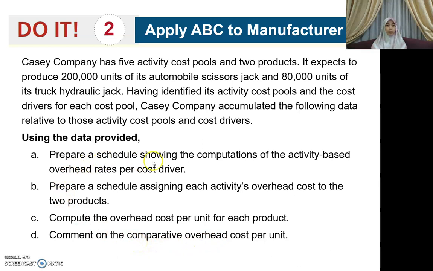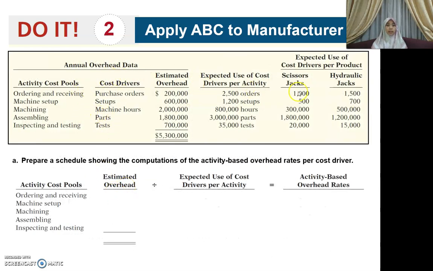First, we need to prepare a schedule showing the computation of the ABC rate per cost driver. Based on the question, we need to prepare a schedule showing the computation of the activity-based overhead rates per cost driver. You have the activity and the estimated overhead, already given in the question. Then you divide by the expected use of the cost driver per activity, also given to you. This is the total cost drivers.